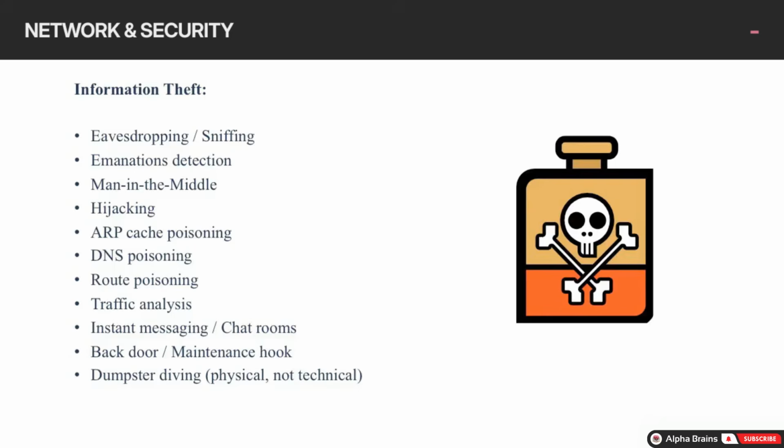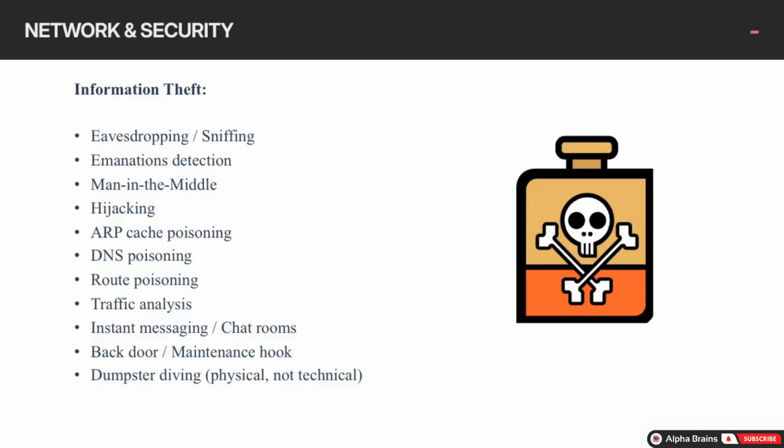Now, if I can inject my mapping of the legitimate IP address, only the bad guy MAC address, into that ARP cache, now the legitimate client thinks he's sending his data to the legitimate server, but really he's sending it to me, the bad guy. This is one way to invoke this man-in-the-middle attack. Same with DNS poisoning and route poisoning. These also allow for either man-in-the-middle or hijacking attacks.